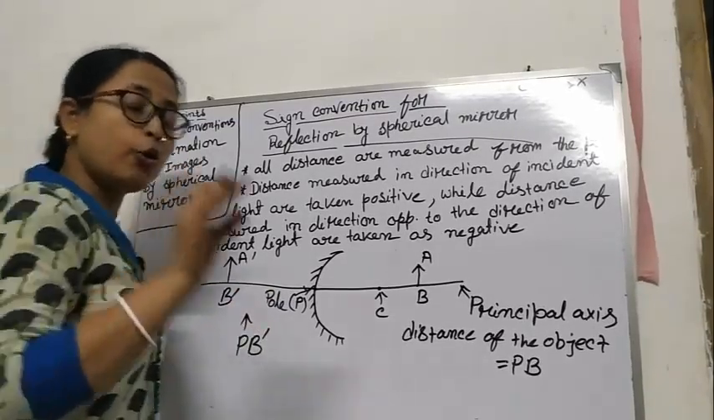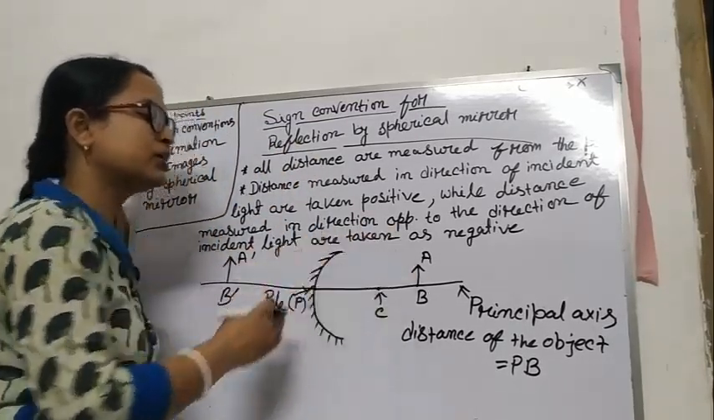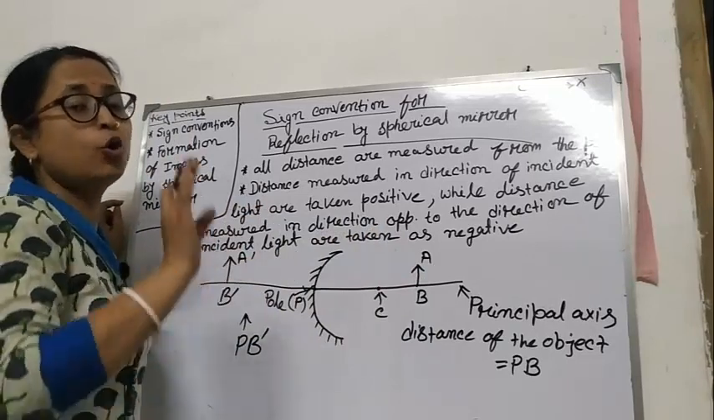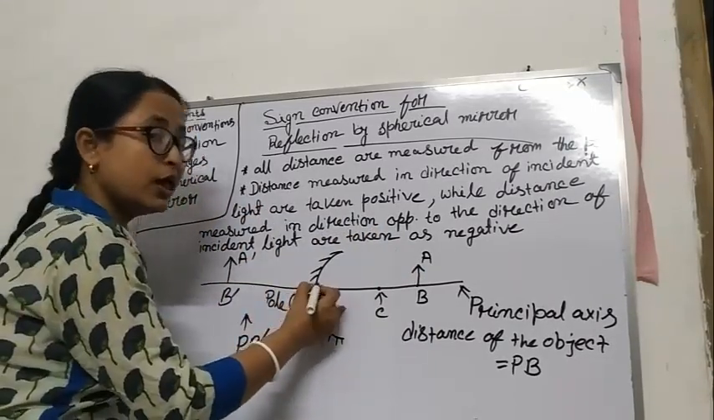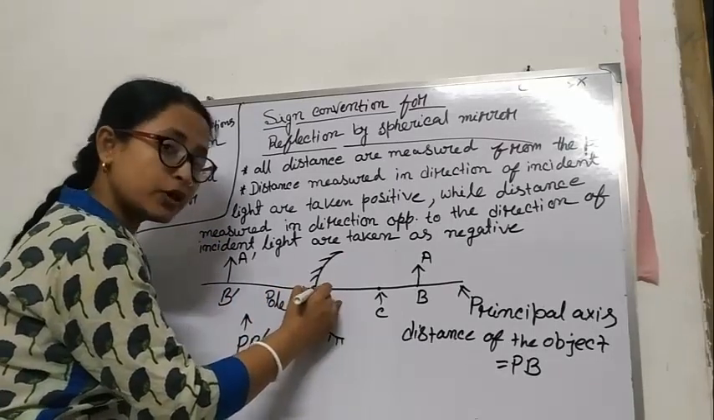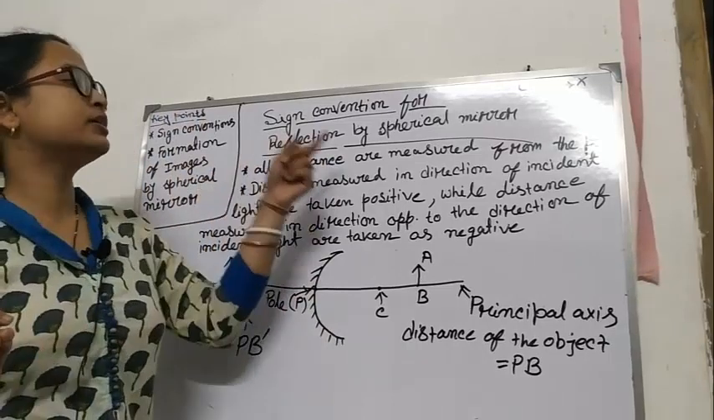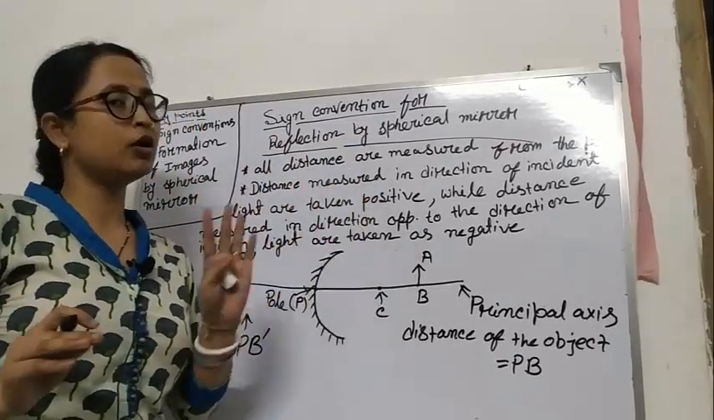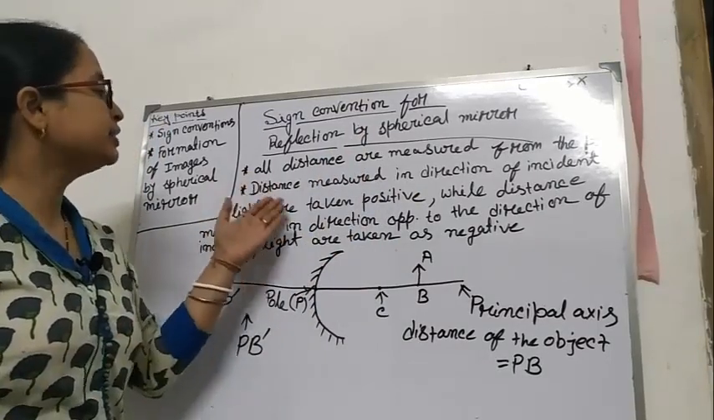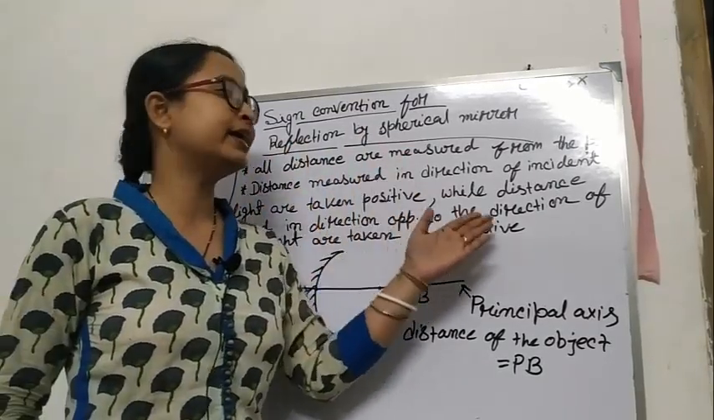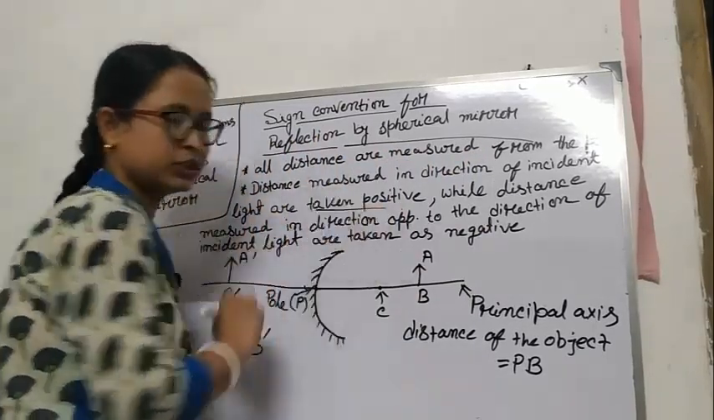That means whenever we measure the distance, whether it is object distance or image distance, we have to measure all the distances from the pole. That means it will start from the pole only. Clear? This is our first point. All the distances are measured from the pole. Clear? Now the second point is distances measured in the direction of incident light are taken as positive.